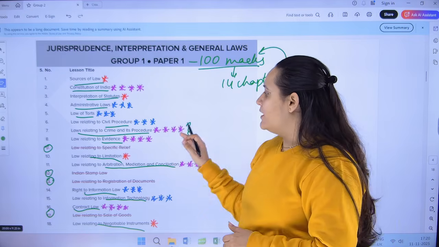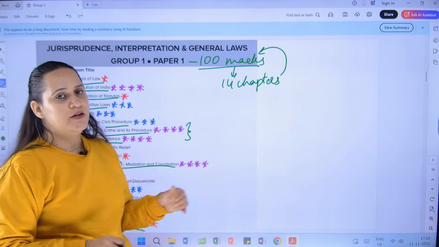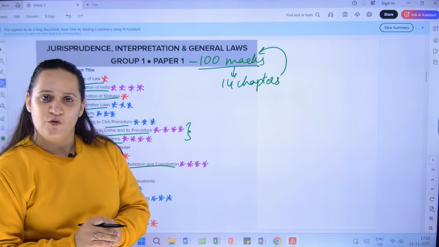If you study in the order of the preference that I have given, it is going to help you prepare better for the exams.